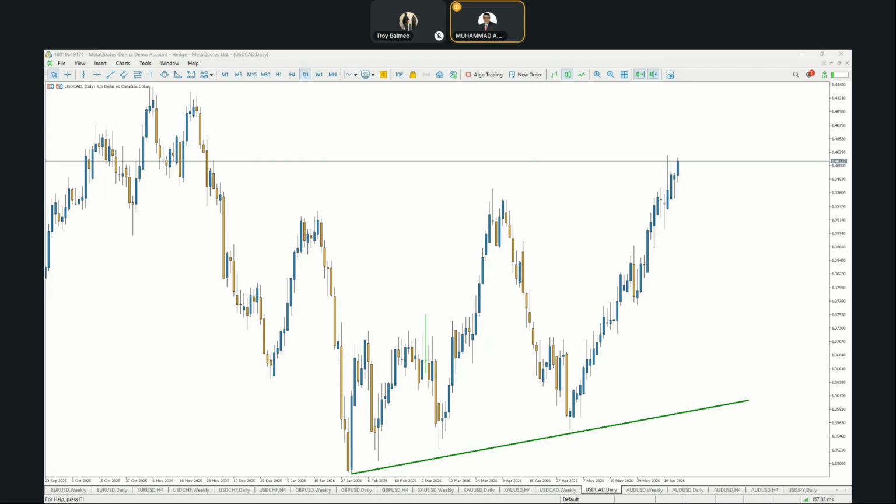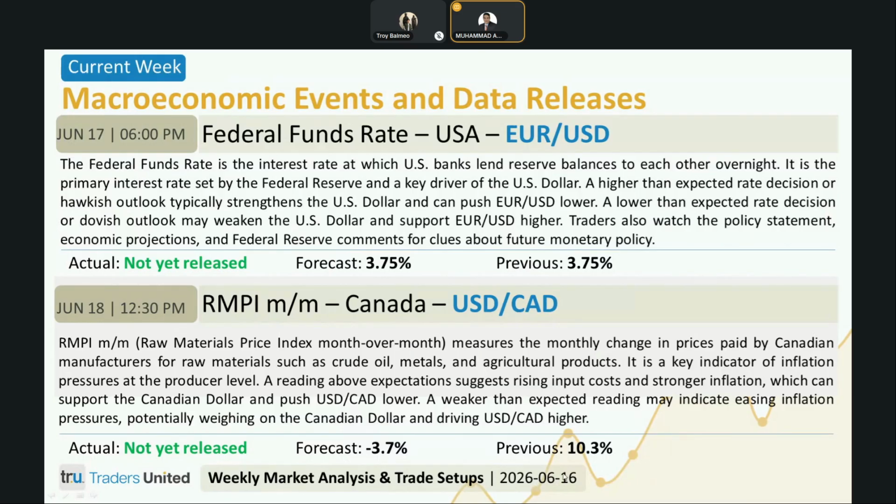The final key takeaway is the previous reading we got 10.3%, forecast minus 3.7%, actual data not yet released. USD CAD Forex traders will closely monitor the RMPI release for signals about Canada's inflation trajectory. A stronger than expected result could support the Canadian dollar and push the USD CAD lower, while a weaker reading may strengthen USD CAD bullish momentum.